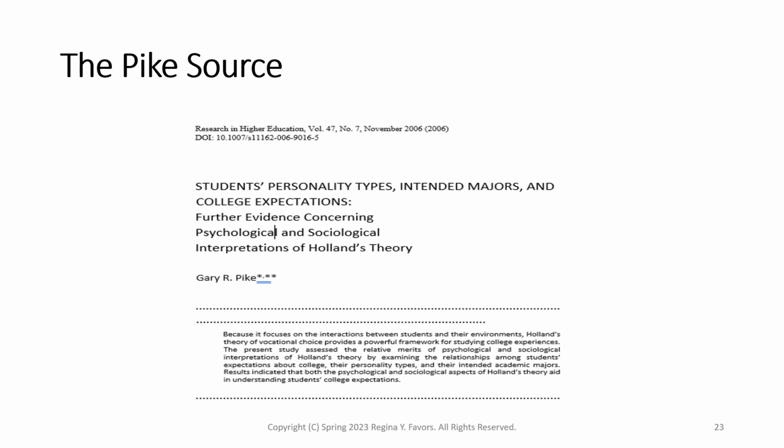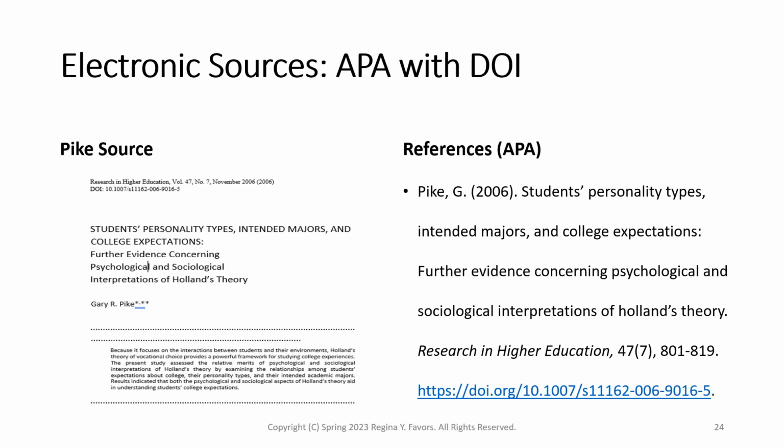And then you see the volume number, issue number, and the year of publication. You don't need November, and then the DOI number. So that's just a quick figure. So let's look at it with APA. If we were going to format it for APA, same Pike source figure, and then let's look at APA formatting.